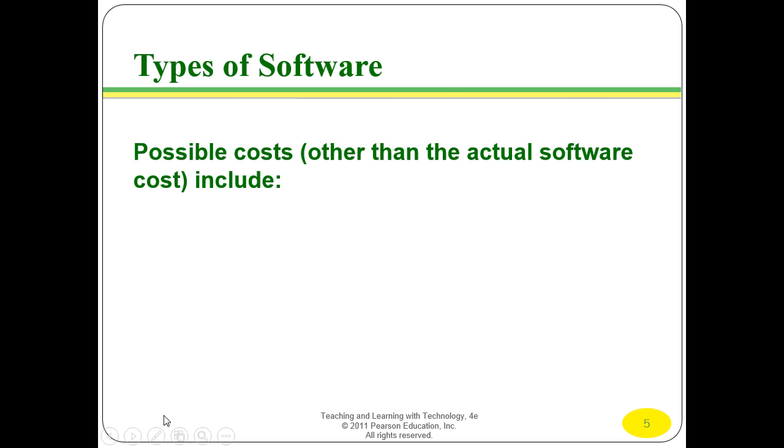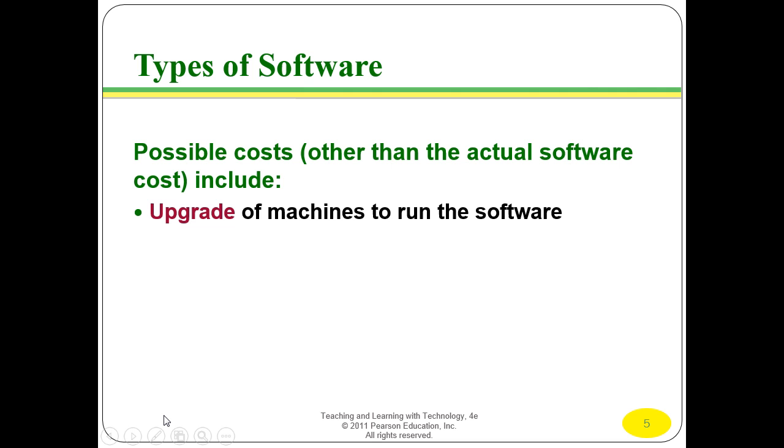Now, some other possible costs other than the actual software costs can include an upgrade of machines to run the software. We got to have hardware and we got to have software for computers to run. And if the software gets upgraded and your hardware lags behind, you're going to have some software that you can't run. And it's just a constant process of trying to keep up with the updates that software vendors come up with.